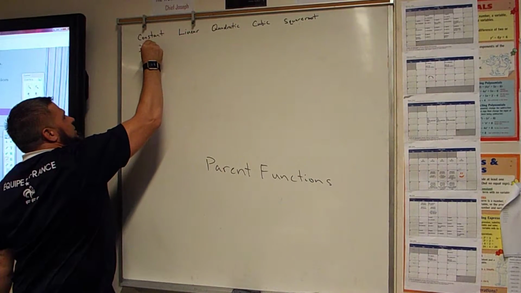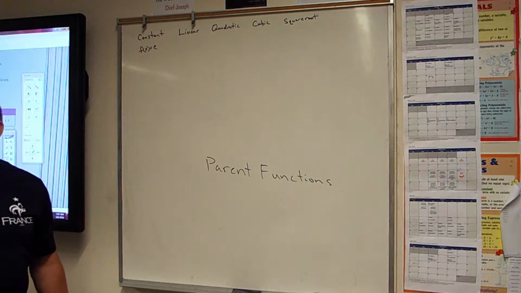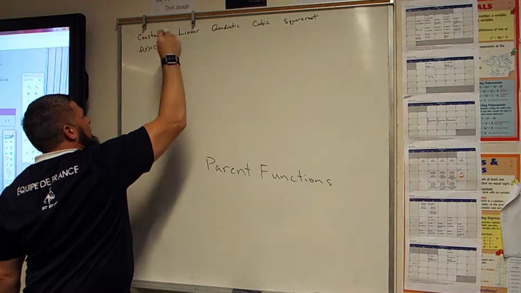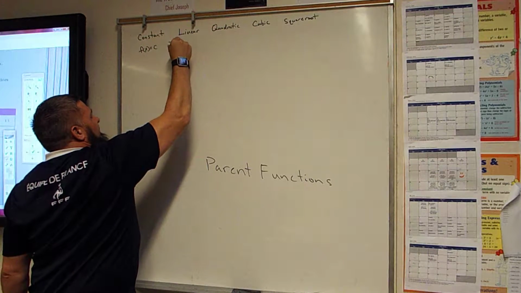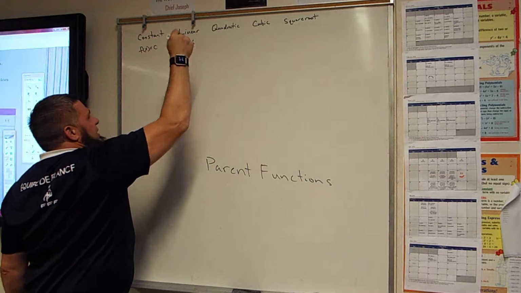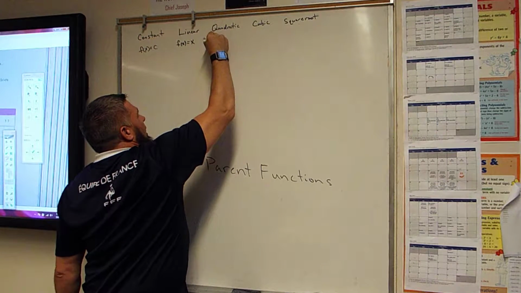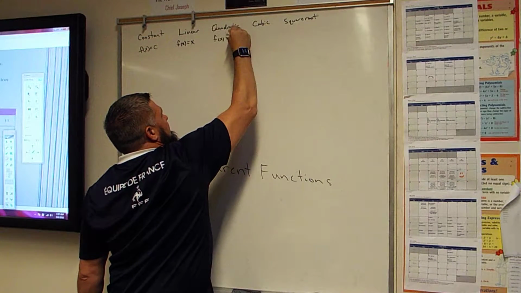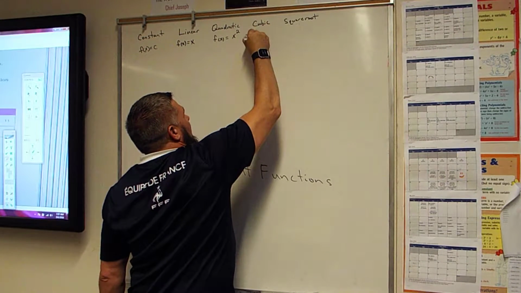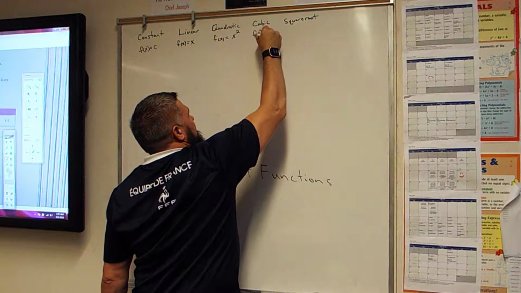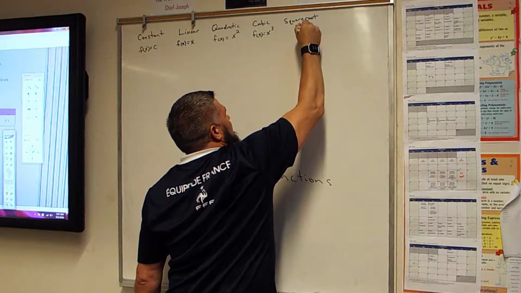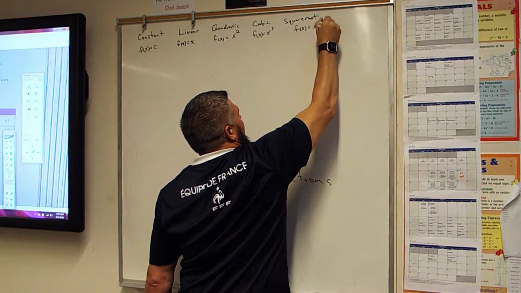f of x is equal to c. That might look like an e, but that's a c. f of x is equal to x. f of x is equal to x squared. f of x is equal to x cubed. And f of x is equal to x to the 1/2.